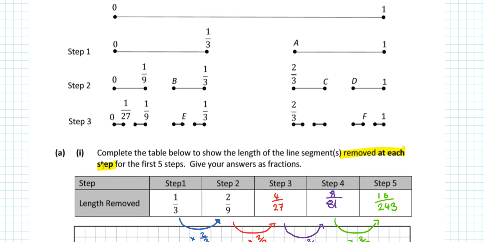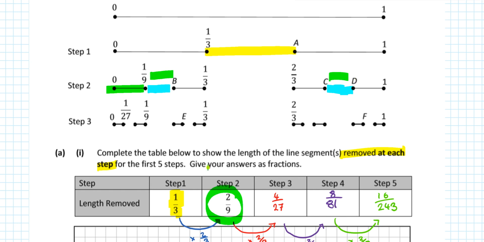removed at each step. So how big is this section that is removed? It is 1/3 of the full line. Now what's newly removed? What are the new bits that are removed? The new bit is only those two sections. They're the new bits. So if this length is 1/9, this is 1/9 and 1/9. So we're saying only 2/9 are newly removed.